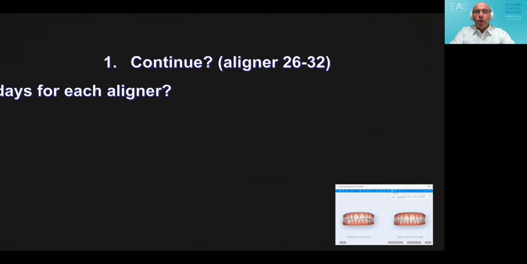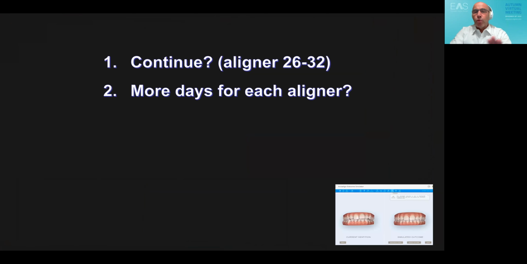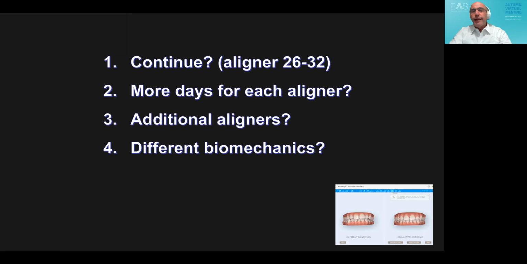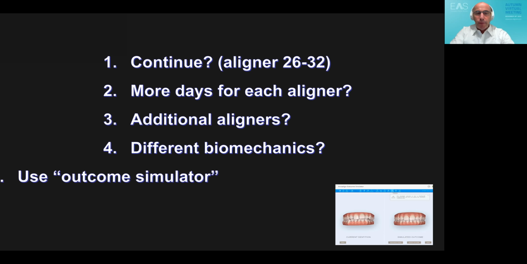Do I want now to continue to aligners 26 to 32? Do I want now to ask the patient to have more days for each aligner? Do I want to ask for additional aligners? Or do I need to change my biomechanics? Maybe if I lost anchorage, use more elastics, use TADs. All this is something that I need to consider when I do my plan today.